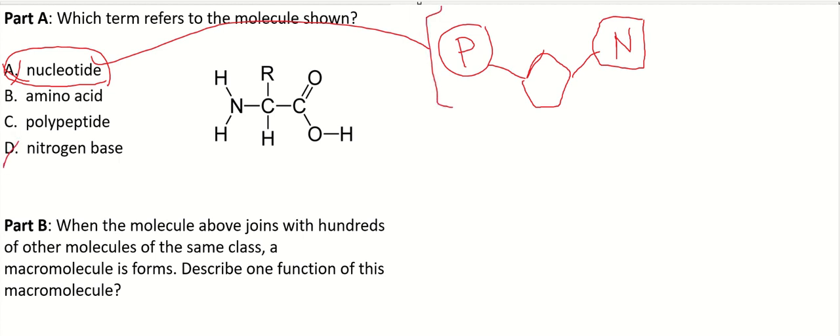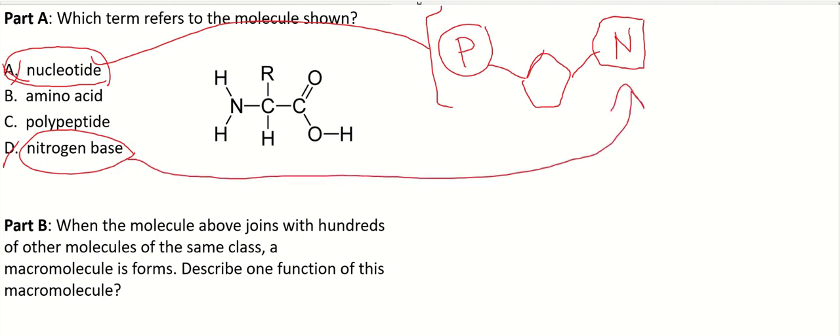It's also not D because a nitrogenous base or a nitrogen base is that part right there, part of a nucleotide. Okay, don't get that confused with the amino group, which also has nitrogen. So this here is called the amino group. This here is called the carboxyl group. You probably don't need to know that. All right, this is an amino acid, so B is the answer.